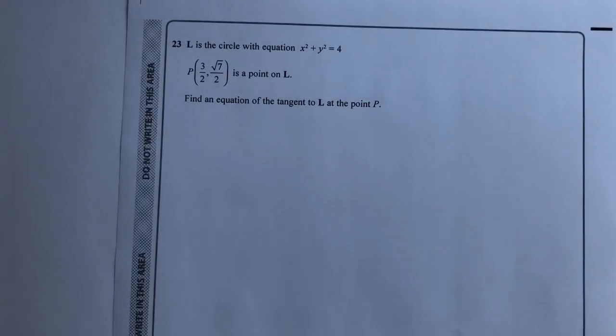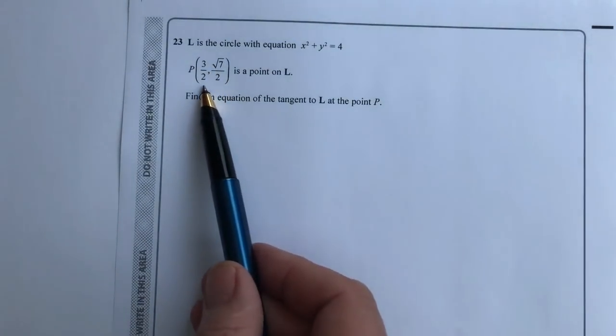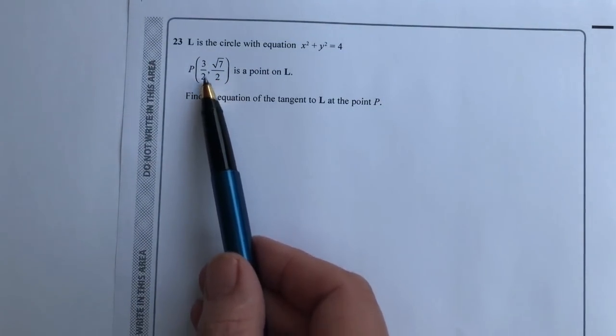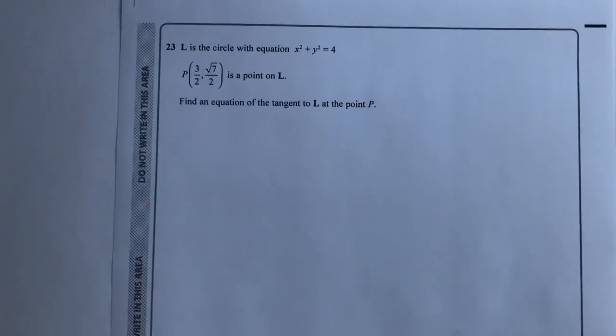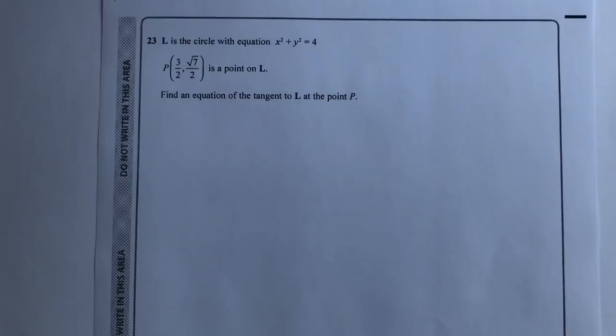Question number 23 looks a bit scary, because you've got this awful P, which has an x coordinate of 3 over 2 and a y coordinate of root 7 over 2, and is a point on L. Find the equation of the tangent to L at point P. What I need to do firstly is draw a little sketch, and that'll help me orientate myself as to what's going on with this.